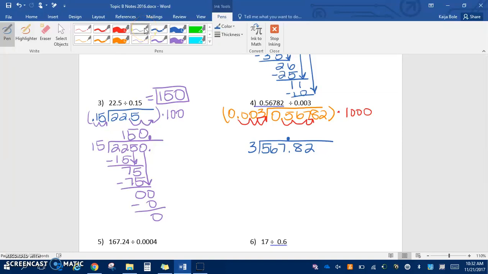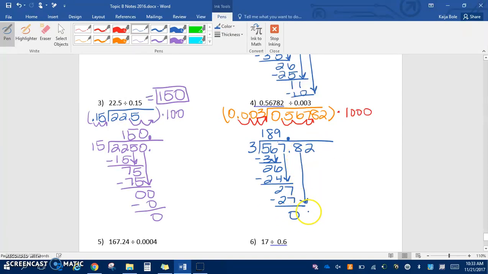So now how many groups of 3 go into 50, or how many groups of 3 go into 5 actually, which is 1. Minus 3, I'm left with 2, bring down the 6. I know that 8 whole groups of 3 go into 26, so I subtract 24. I'm left with 2, and I bring down the 7. I know that 9 whole groups of 3 go into 27. I subtract 27. I'm left with 0.